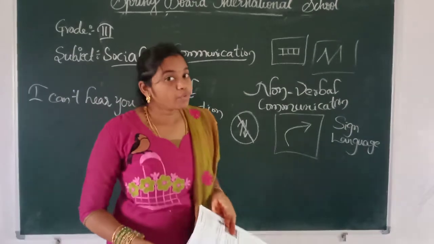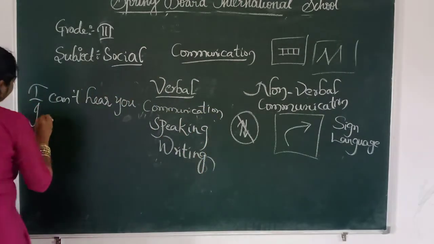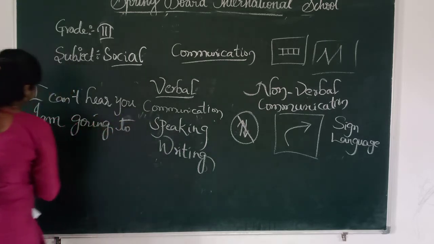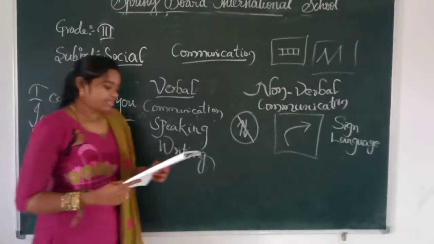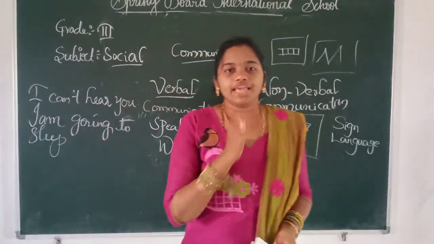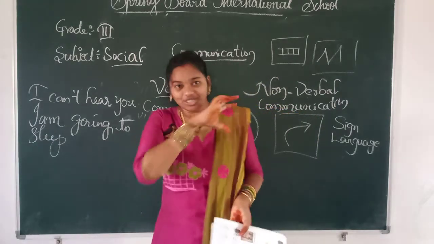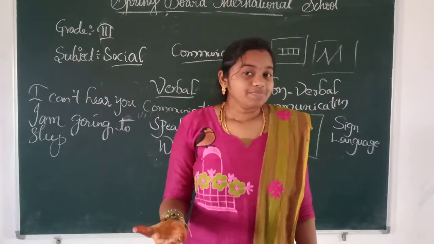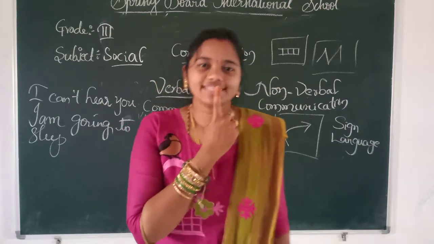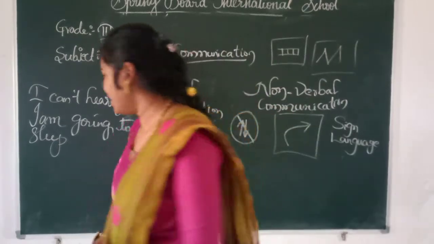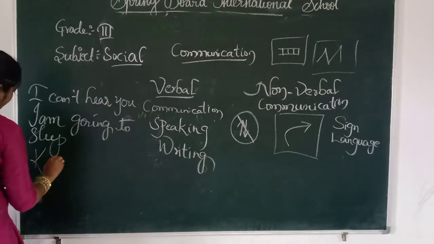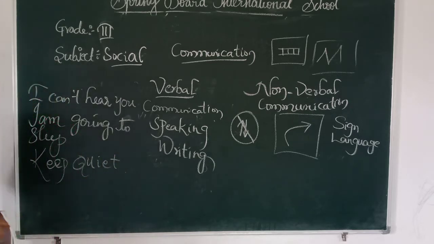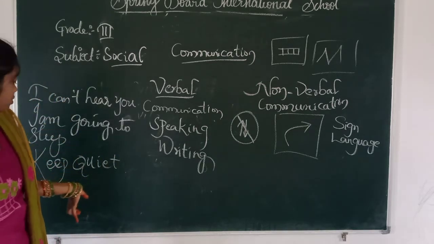This symbol indicates I am going to sleep. Third, yes. If you make noise in the classroom, the teacher comes and doesn't say anything. Don't make noise. After that, we are showing this gesture, that means keep quiet, right? Okay, I can't hear you, I'm going to sleep, keep quiet.